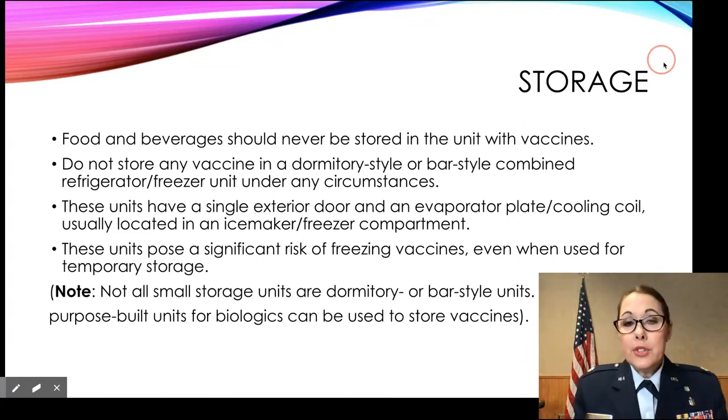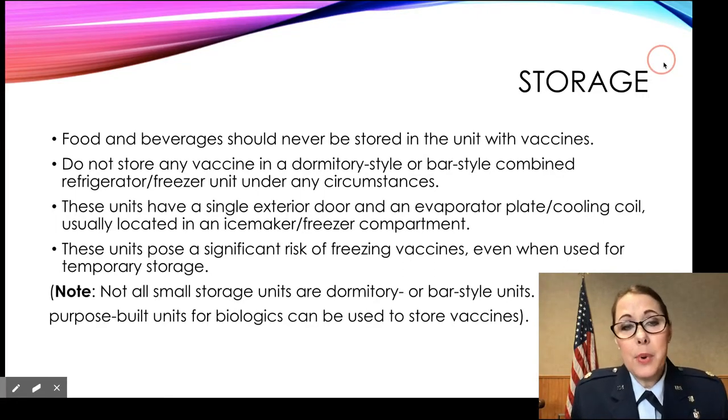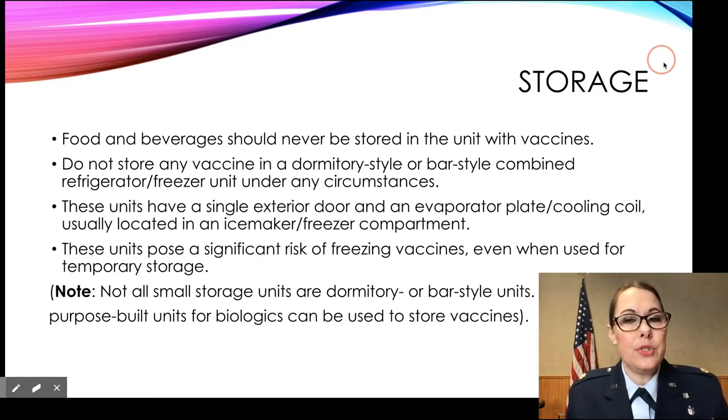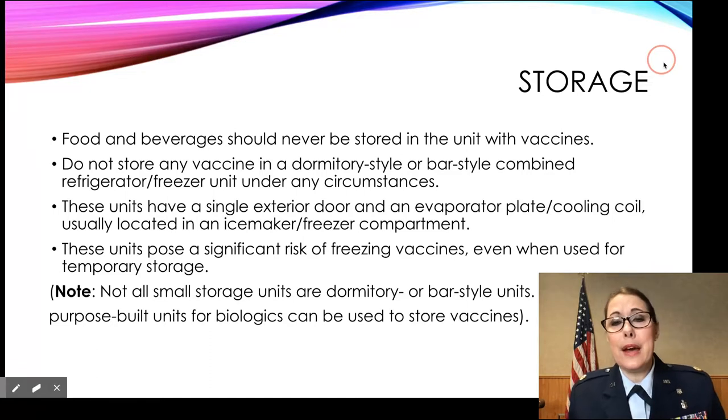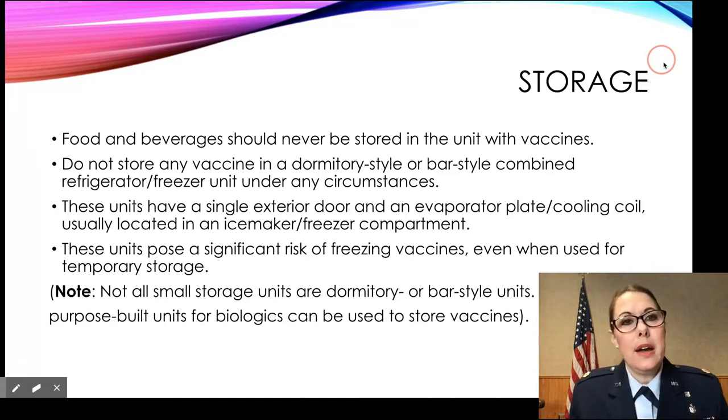Now, in your storage facilities, you should never, never, never put any kind of food or beverage or biohazard in with your vaccines. So vaccine refrigerators are used strictly just for vaccines. You don't want to store them in any kind of dormitory style or bar style either, because they have those ice making and freezer compartments and plates. I mean, any of you who's bought a salad, who stayed at the hotels, knows that your salad will probably freeze. So those aren't really good at keeping temperature and can really put your vaccines at risk for freezing.